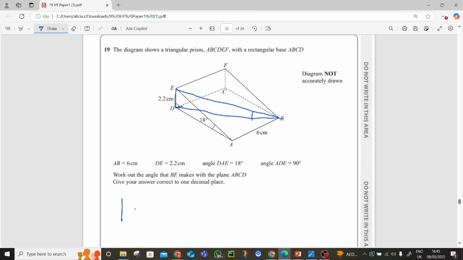So let's draw that triangle. I usually like to make these 3D problems into 2D problems before I solve. So this is going to be B, this is D, and this is E. Well, what do we know about this triangle? All I know is that this is 2.2.